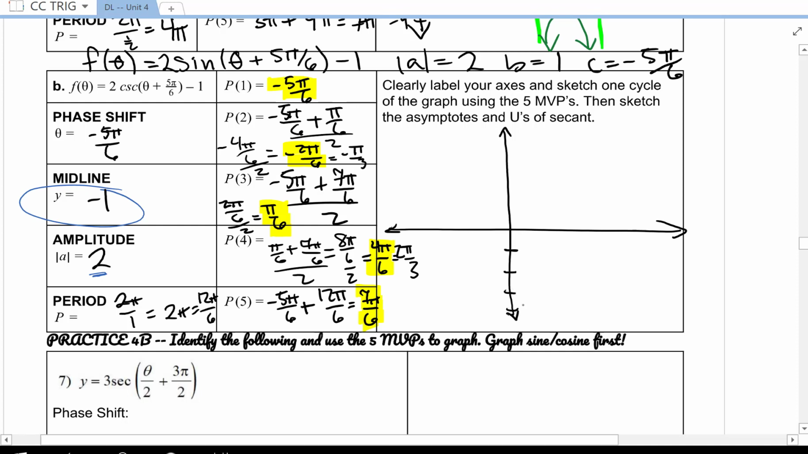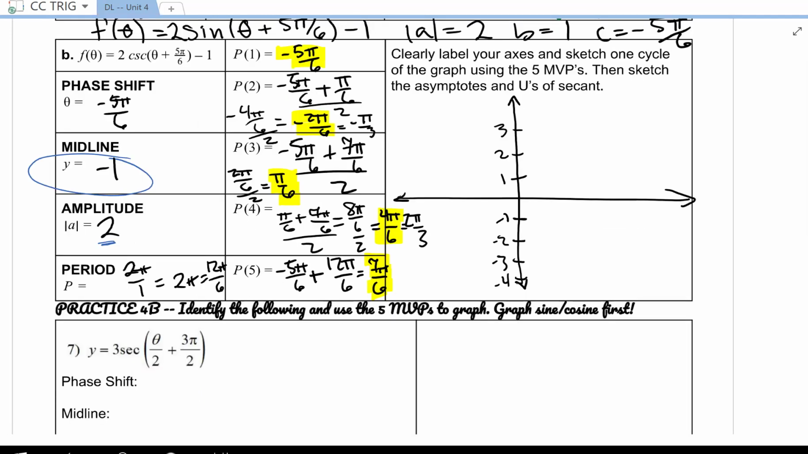1, 2, 3. Okay, so our midline is at -1. I usually like to use a highlighter, but my highlighter will make the midline super wide, so I'm just going to use the blue. This is our midline. And then we're cutting up the x-axis in sixths.